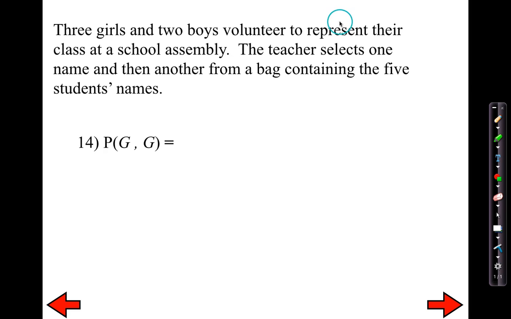So first, what's the probability of getting a girl and a girl? Well, we know there's 3 girls and 2 boys that volunteer to represent their class at the school assembly. The probability of getting a girl for the first would be 3 out of a total of 5. So 3 out of 5.